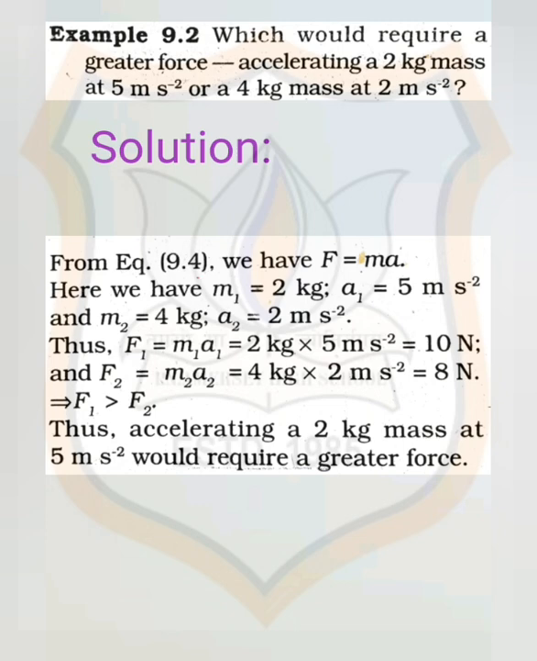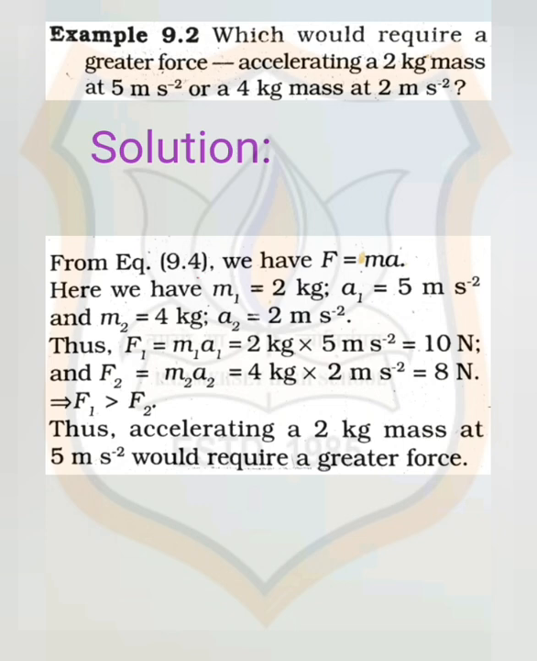And in the second case, m2, the second mass, is 4 kg and the second acceleration a2 is 2 meter per second square. So on applying the first condition, we'll have F1 is equal to m1 a1, which is equal to 2 kg into 5 meter per second square. It gives 2 into 5, that is 10 kg meter per second square, or 10 Newton. Know that the unit of force is Newton.